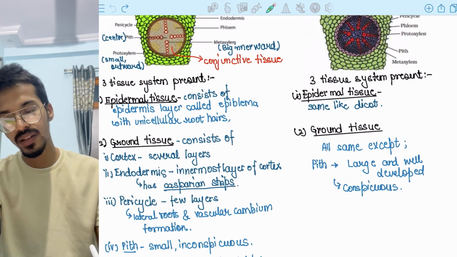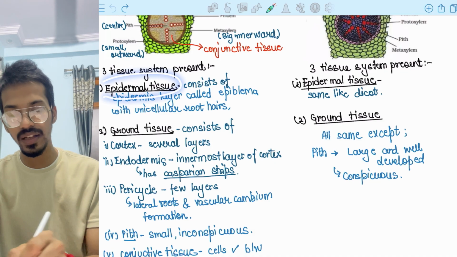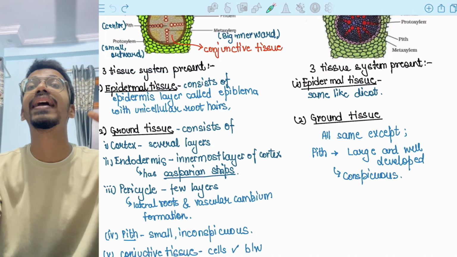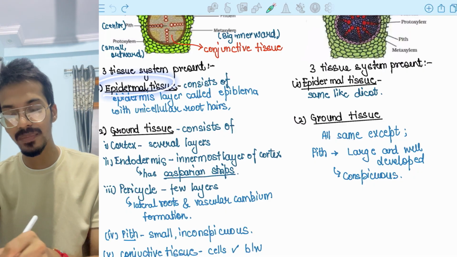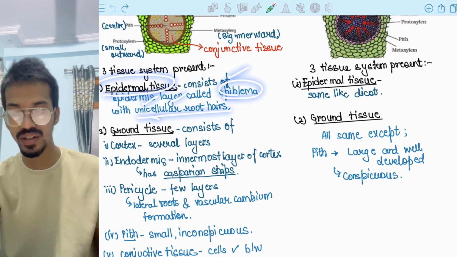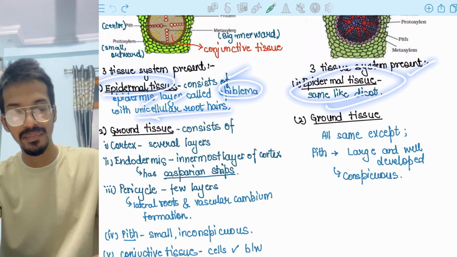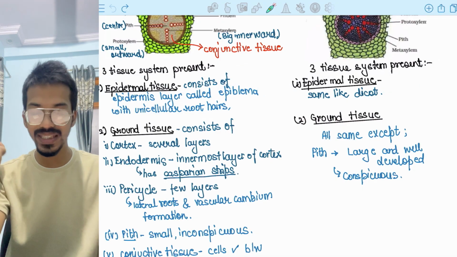Let's see that in terms of the tissues we have studied. If you have your NCERT book, you can open it and analyze it. If you see the epidermis tissue, it consists of the epidermis layer called epiblema and the unicellular hairs. Here also it is the same as dicot, so no difference. You will remember the fact.